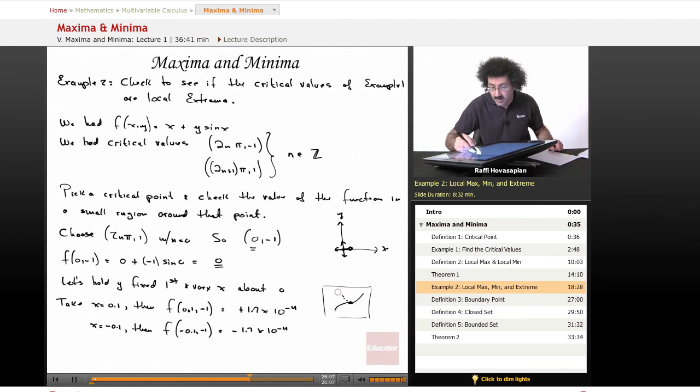So as I move around the point 0, negative 1, in the x direction holding y fixed, I end up with a point of inflection. So essentially, I've turned it into a single variable problem. Because that's the case, there is no local max or min, and that's what this tells me. So in this particular case, there is no local max or min at these critical values.